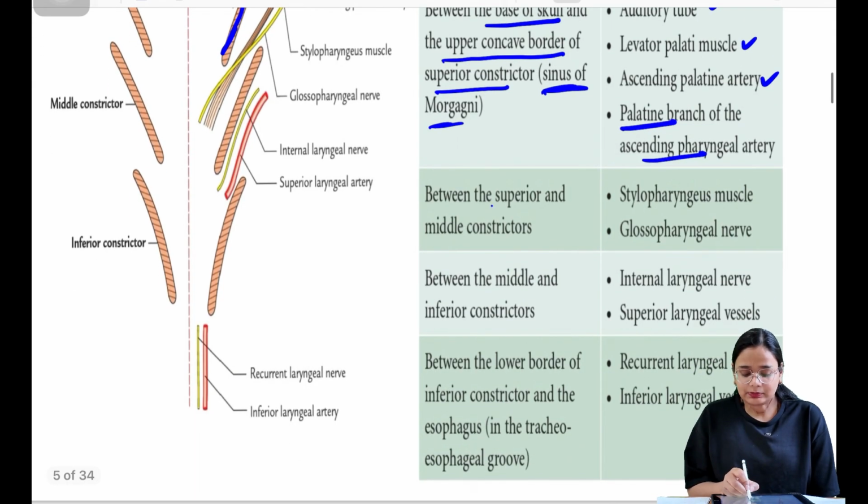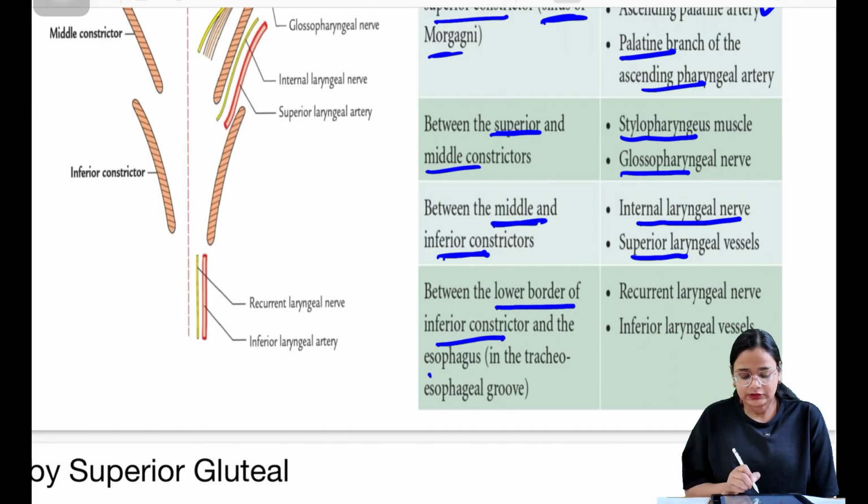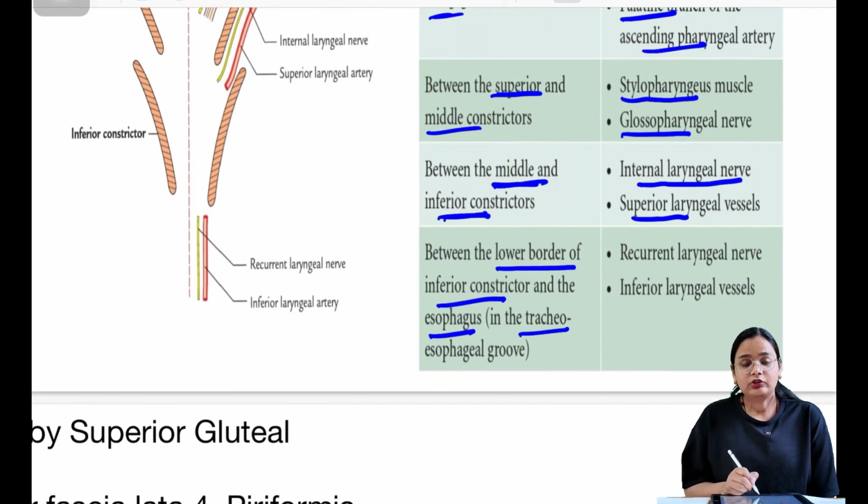Second, the structures that pass between the superior and middle constrictor are the stylopharyngeus muscle and glossopharyngeal nerve. The structures that pass between the middle and inferior constrictor are the internal laryngeal nerve and superior laryngeal vessels. The area between the lower border of the inferior constrictor and the esophagus is called the tracheoesophageal groove. The structures passing are the recurrent laryngeal nerve and inferior laryngeal vessels.